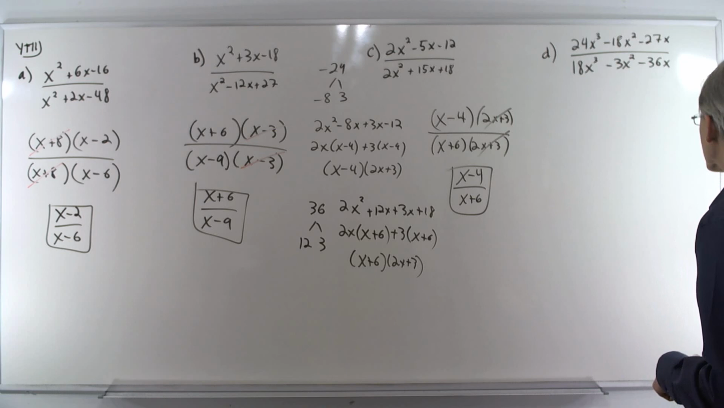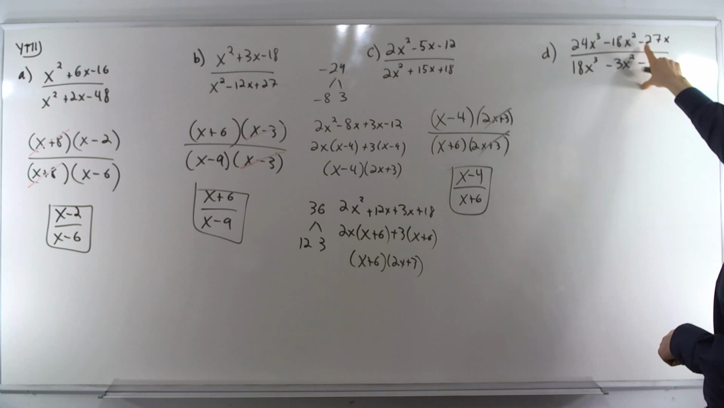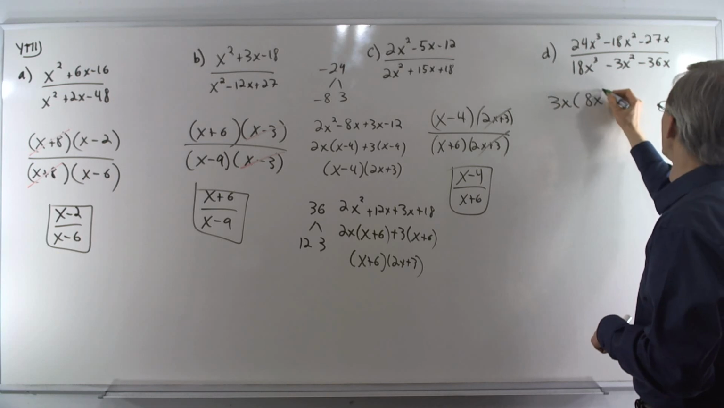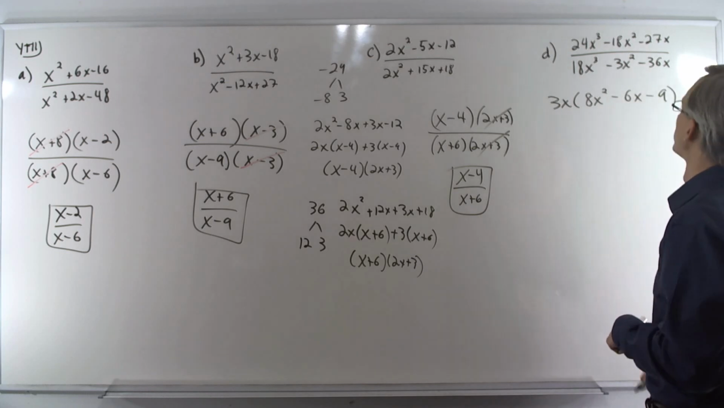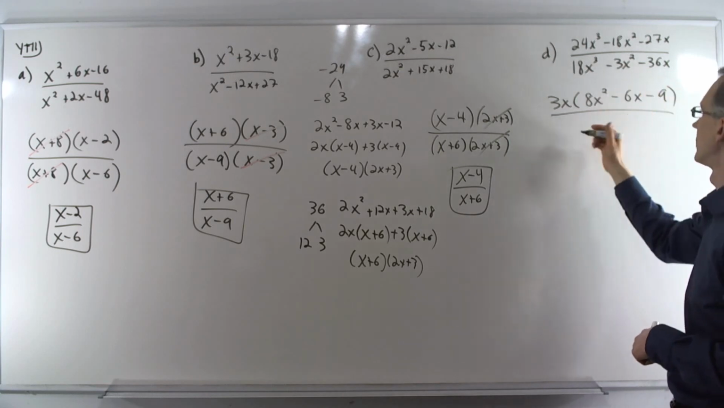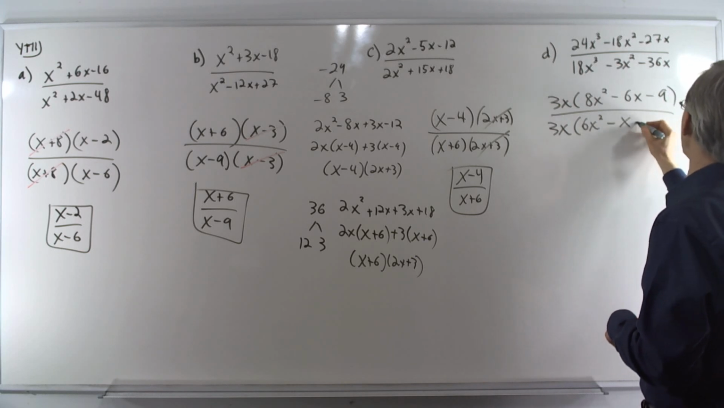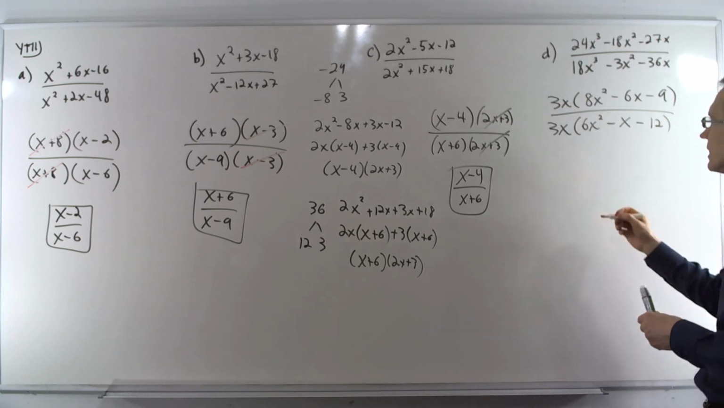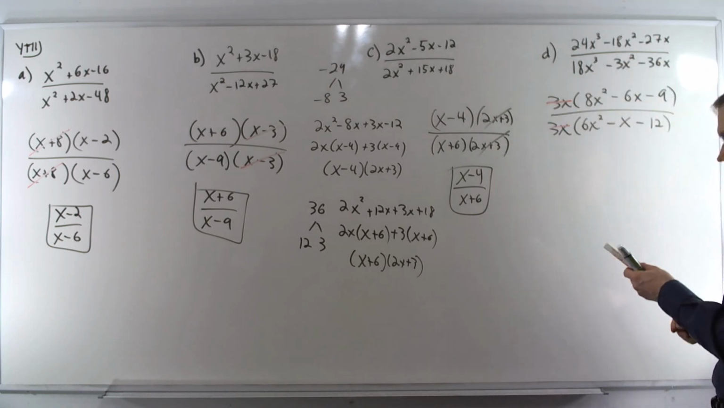Part D. Here's one where we need to factor out a GCF first. So out of the top, looks like we can factor out 3x. That gives us 8x squared minus 6x minus 9. And on the bottom, looks like we can factor out 3x here as well. And that gives us 6x squared minus x minus 12. All right, well, that's nice. We have an easy cancellation here. 3x over 3x, those are going to go away, leaving just these two. So we'll need to factor these two.